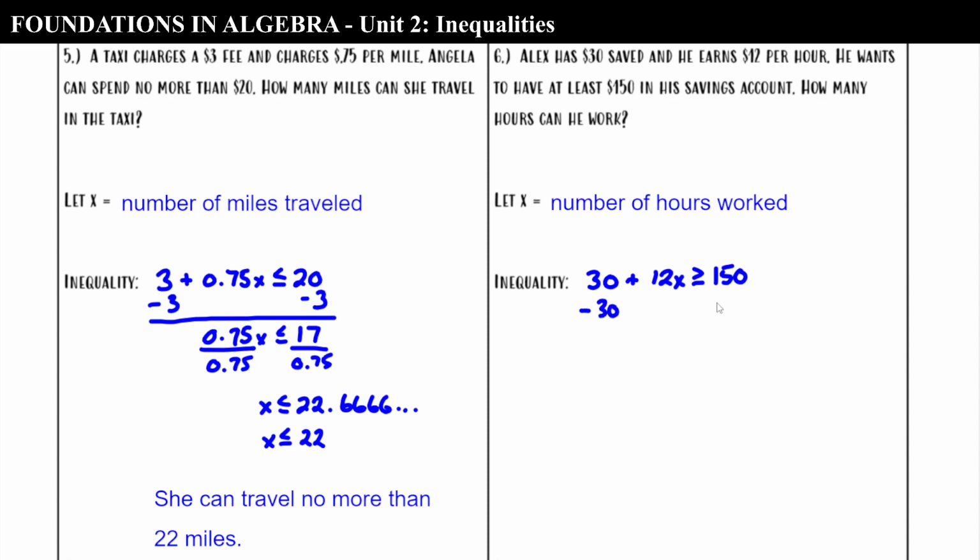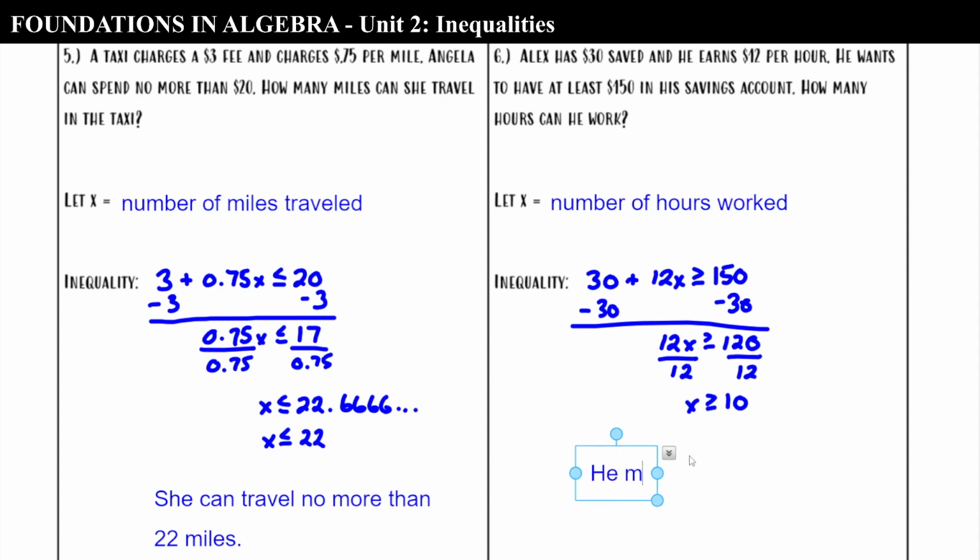So we're going to subtract 30 from each side. That gives us 12x is greater than or equal to 120. And divide each side by 12. And we are left with x is greater than or equal to 10. And this one actually came out nice and round. So the answer is fairly straightforward. He must work at least 10 hours for him to meet his savings account goal.